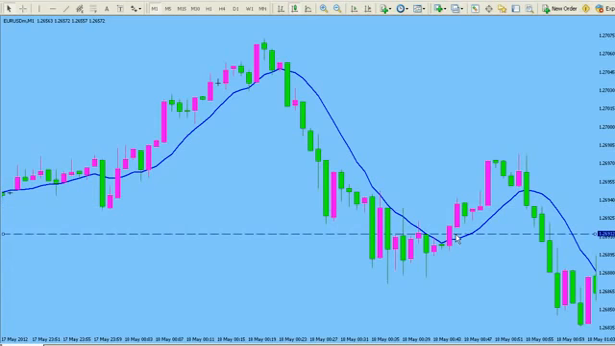Guys, I just want to remind you that you can absolutely do this, and if you choose to trade this method, remember you must trade this with absolute discipline.